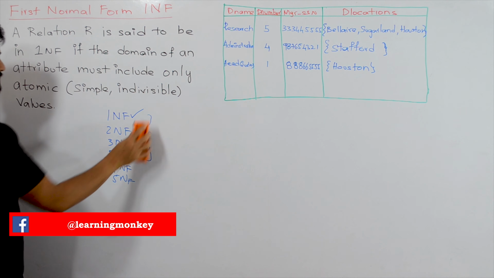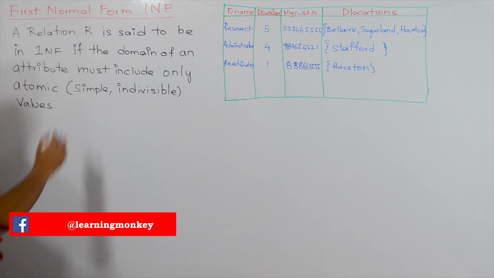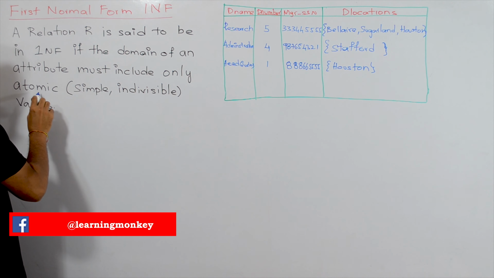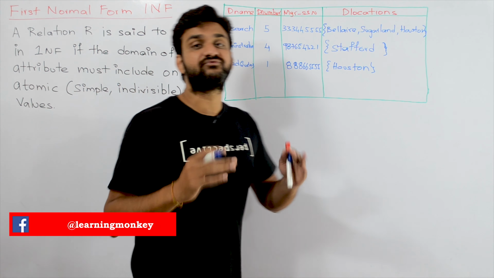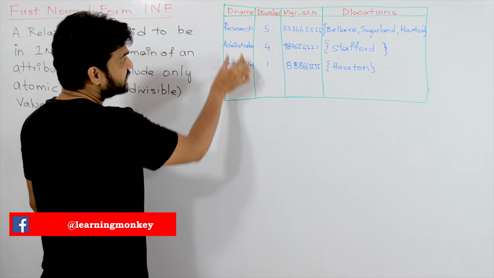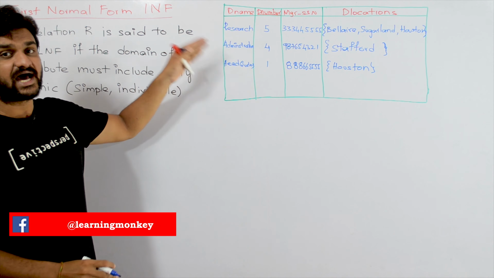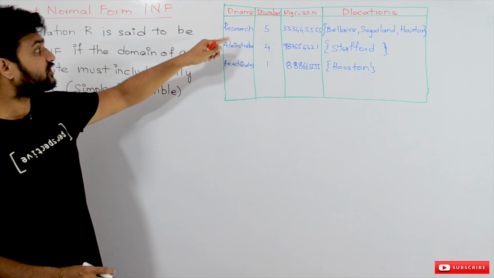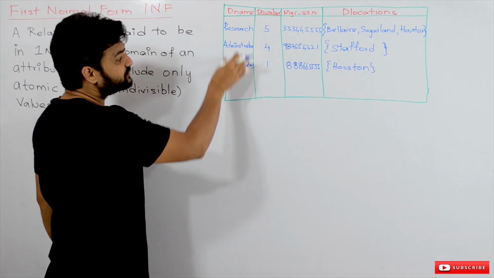So what is a first normal form? A given table, a relation R, is said to be in first normal form if the domain of an attribute includes only atomic values. Atomic values means simple or indivisible values. So all the attributes of the relation must be atomic. What is meant by an atomic value? The attribute should not be further divisible. If you try to divide this, it will get divided into the alphabets R, E, A, so this cannot be further divided, and there is no meaning in it. So the values in every attribute should be atomic.